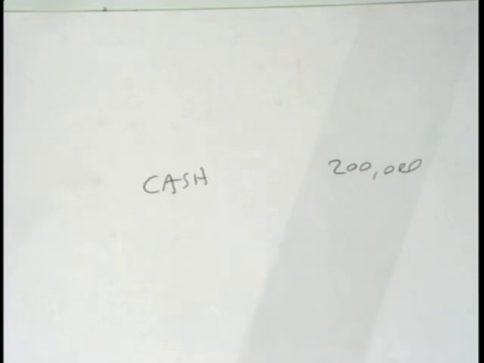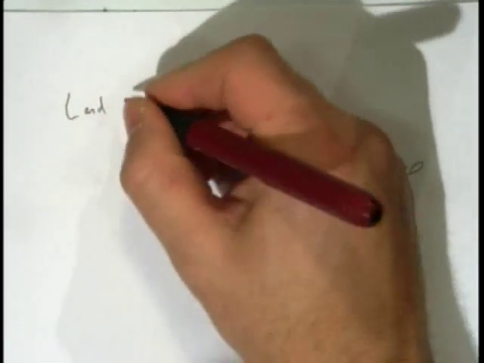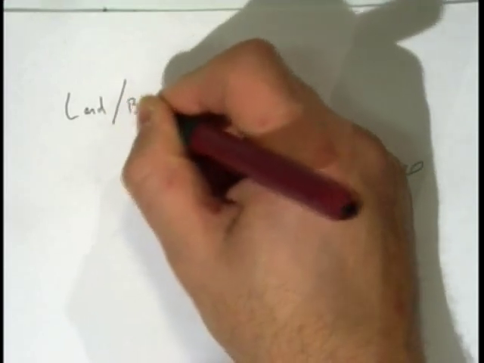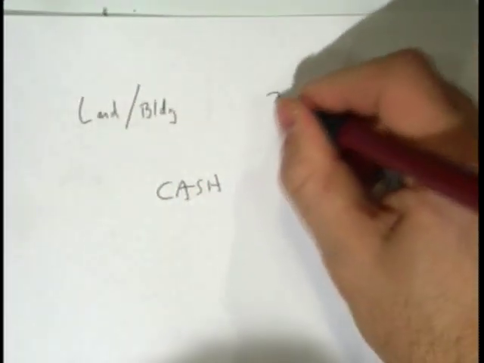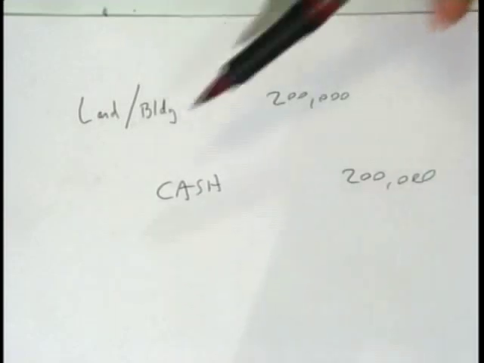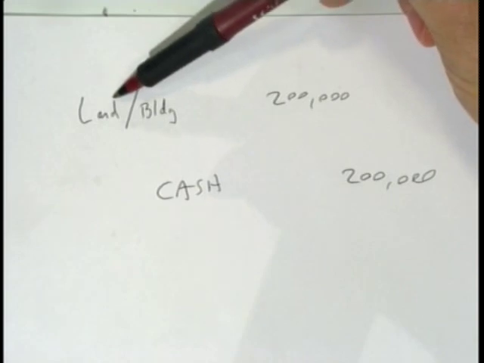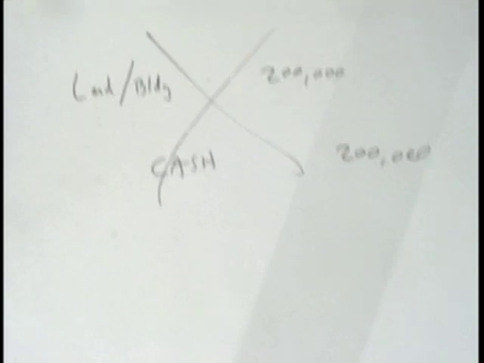Well, let me show you some things that would be wrong. You couldn't make up an asset called land and building and debit it for $200,000, could you? Why could you not do that, curiously? Anybody know? Well, one reason is do we depreciate buildings? Yes. Do we depreciate land? No. So you can't do that. That's not an option. Okay?